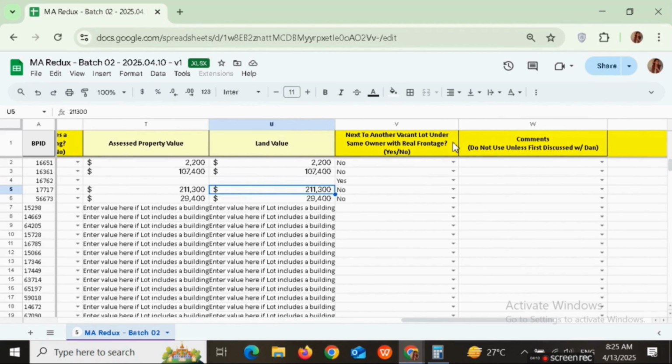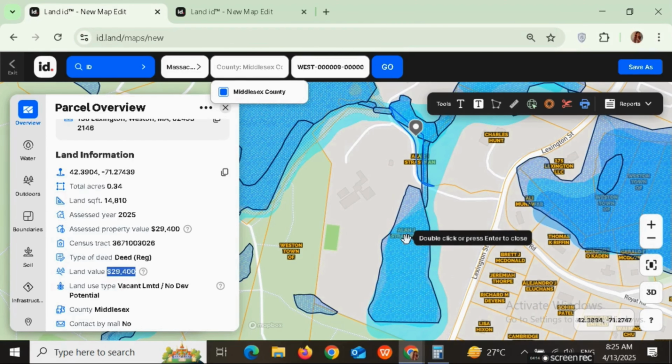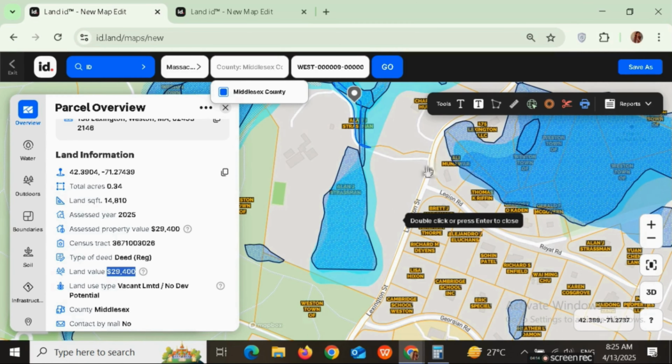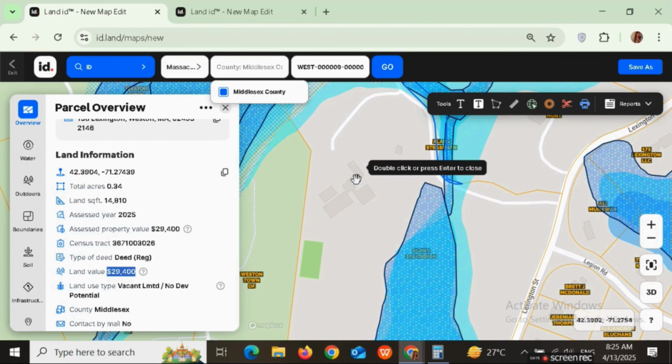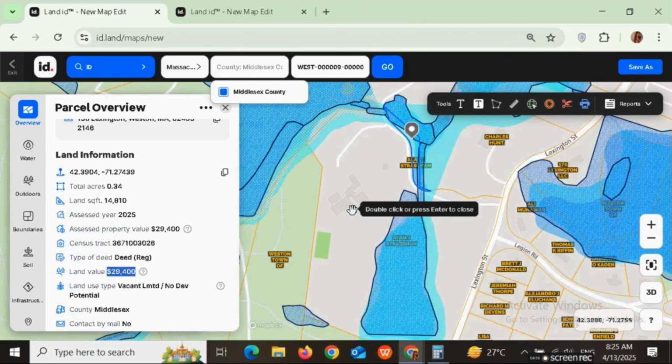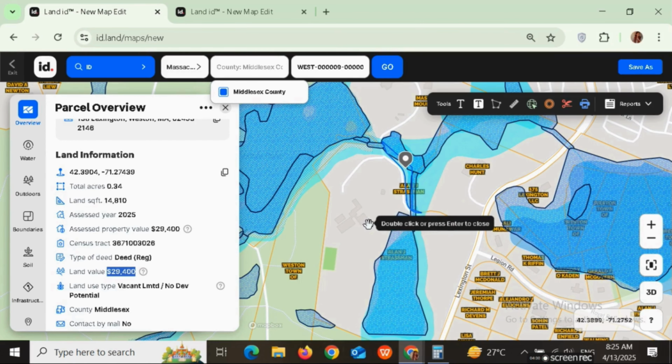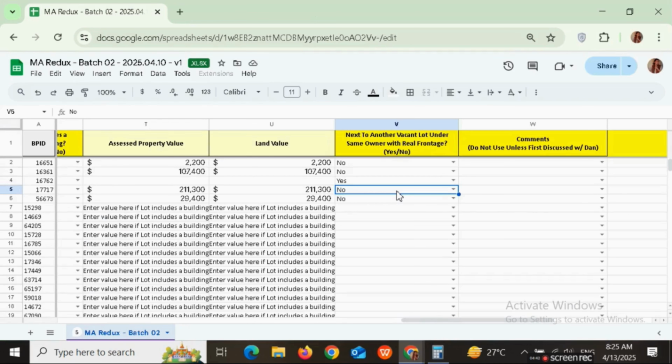Next to another vacant lot under same owner with real frontage. There is a neighbor property with the same owner name, but it is not vacant. There is also a frontage, but it is not vacant. In this property there are many things like buildings and a driveway, so I will not consider it. I will put no here.